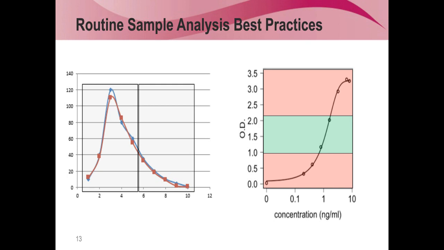For example, if you imagine a PK profile as shown here on the left, with some fantasy numbers, so to speak, you of course have a fast increase in concentration up to the Cmax and then decay.